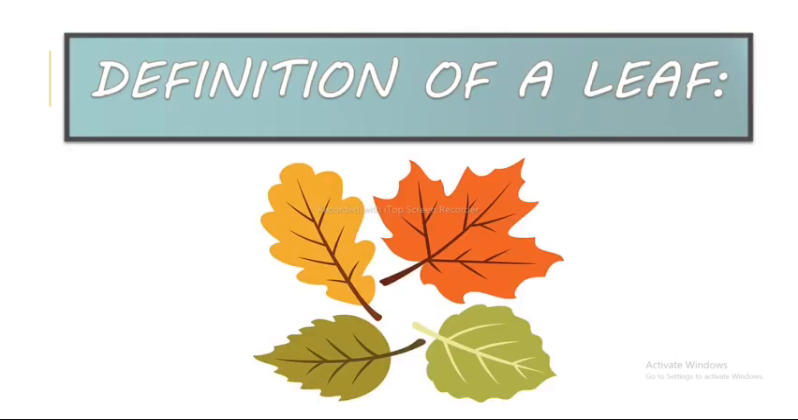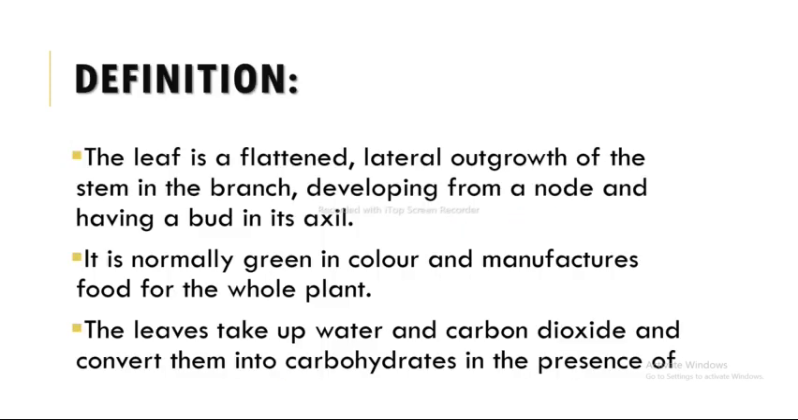Next, I am going to discuss the definition of a leaf. Definition. Leaf is a flattened lateral outgrowth of the stem or branch, developing from a node and having a bud in its axil. It is normally green in color and manufactures the food for the whole plant. The leaves take up water and carbon dioxide and convert them into carbohydrates.